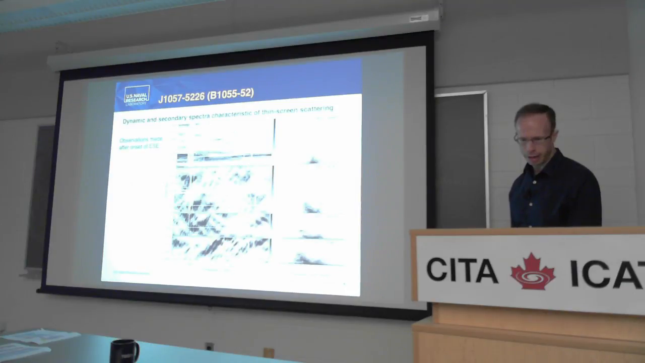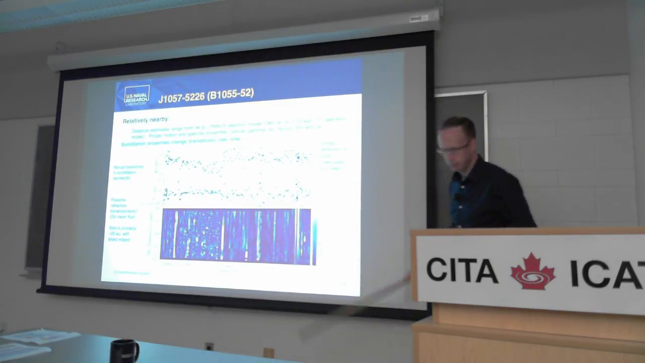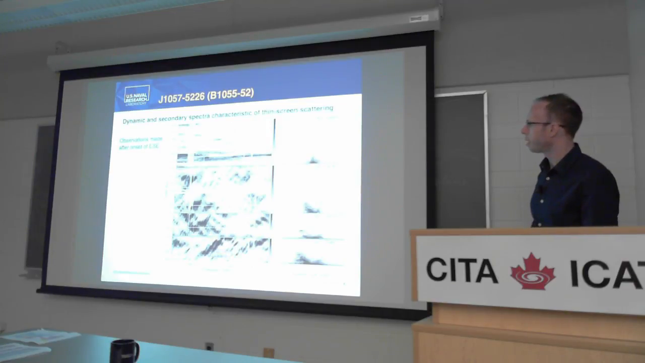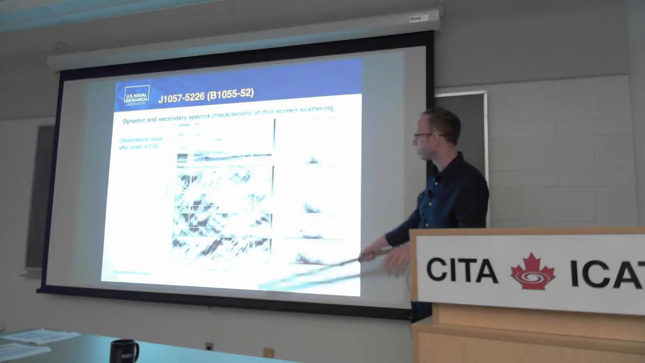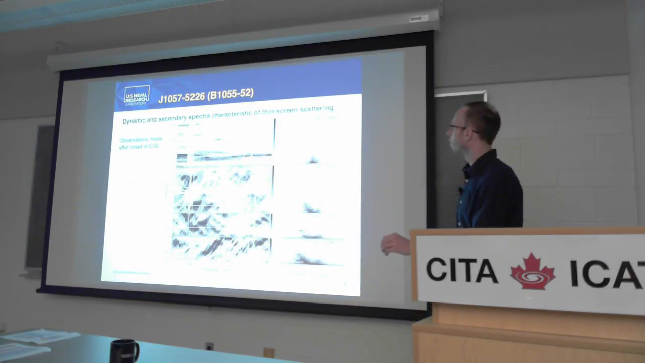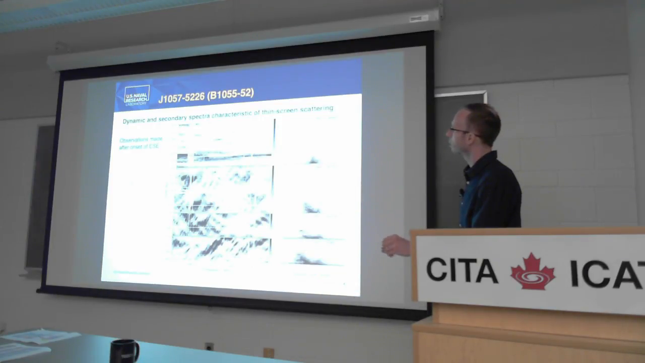So we were lucky enough to have some longer observations right when the ESE started. These little red lines indicate the longer observations I'm going to show you. These just happened to be here, but when we went back and looked at them, once we discovered the ESE, we saw the fringing that's characteristic of scattering from a thin screen. And indeed, in the secondary spectra, we see some parabolic arcs.